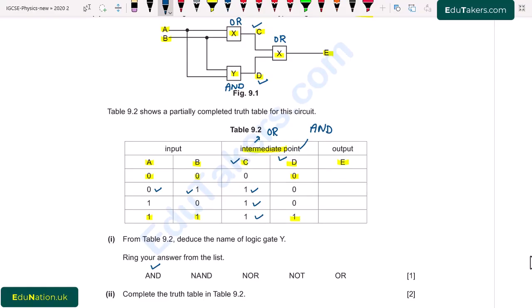You can see that C and D combine to give E through X, and X is the OR gate. It means that we have to apply the OR gate on C and D. So I write here C or D. Then when I apply the OR gate over these, I get 0 and 0 gives 0, 1, 0 gives 1, 1, 0 also 1 and 1, 1 also 1. So these are the outputs of E.